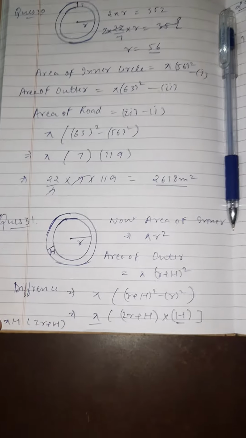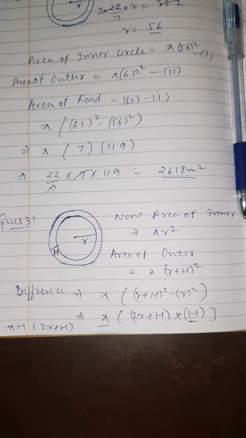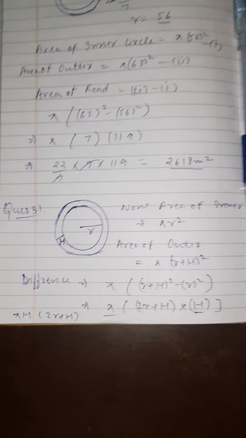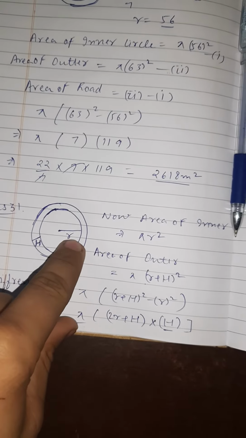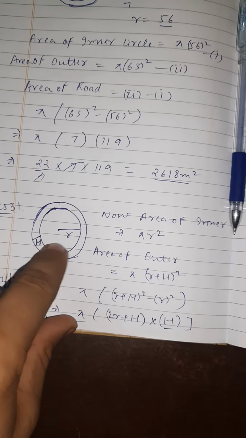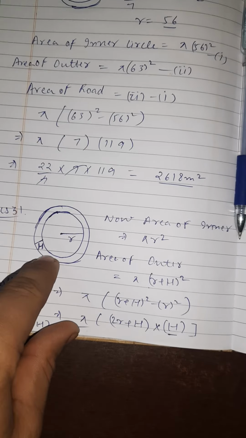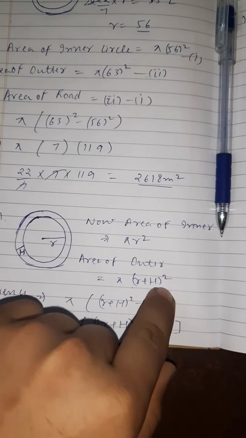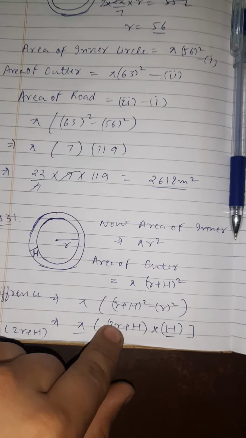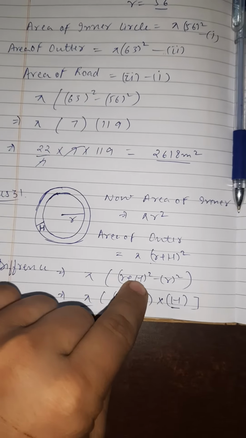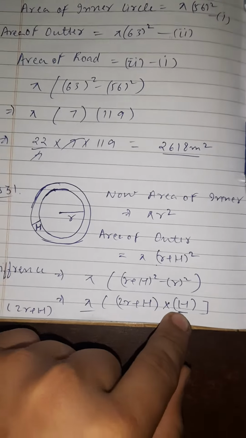Question number 31 is also just similar to them, but here we are not provided with any value. We just need to find the values and variables. So we need to find the area of this region only. So here the radius of the outer circle will be r plus h. So the area will be pi times (r plus h) whole squared, and the inner circle area will be pi r squared. So we shall just subtract them, taking pi common: (r plus h) whole squared minus r squared, by applying a squared minus b squared, so (a plus b)(a minus b).